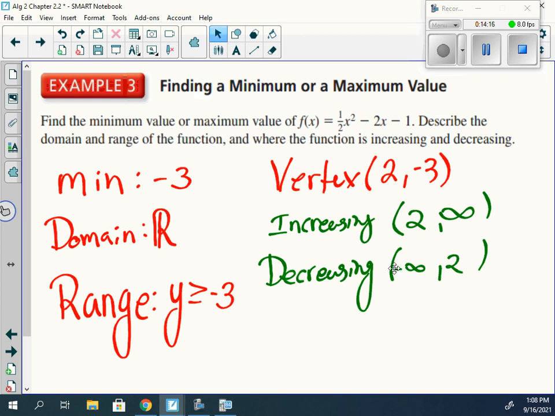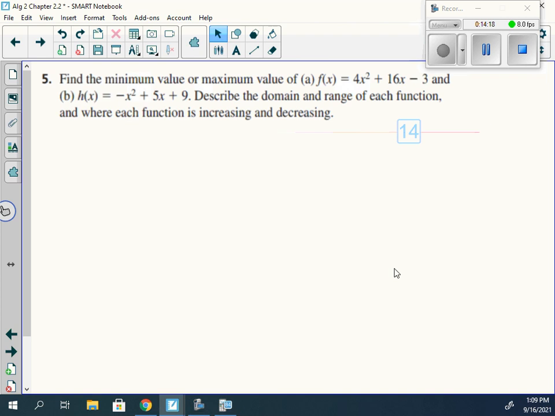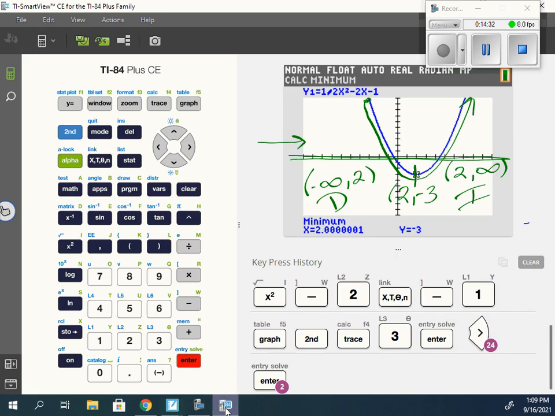Questions on this here? All right. We're going to look at one more. Let's look at problem B. Our negative x squared plus 5x plus 9. So let's just go on and graph it.